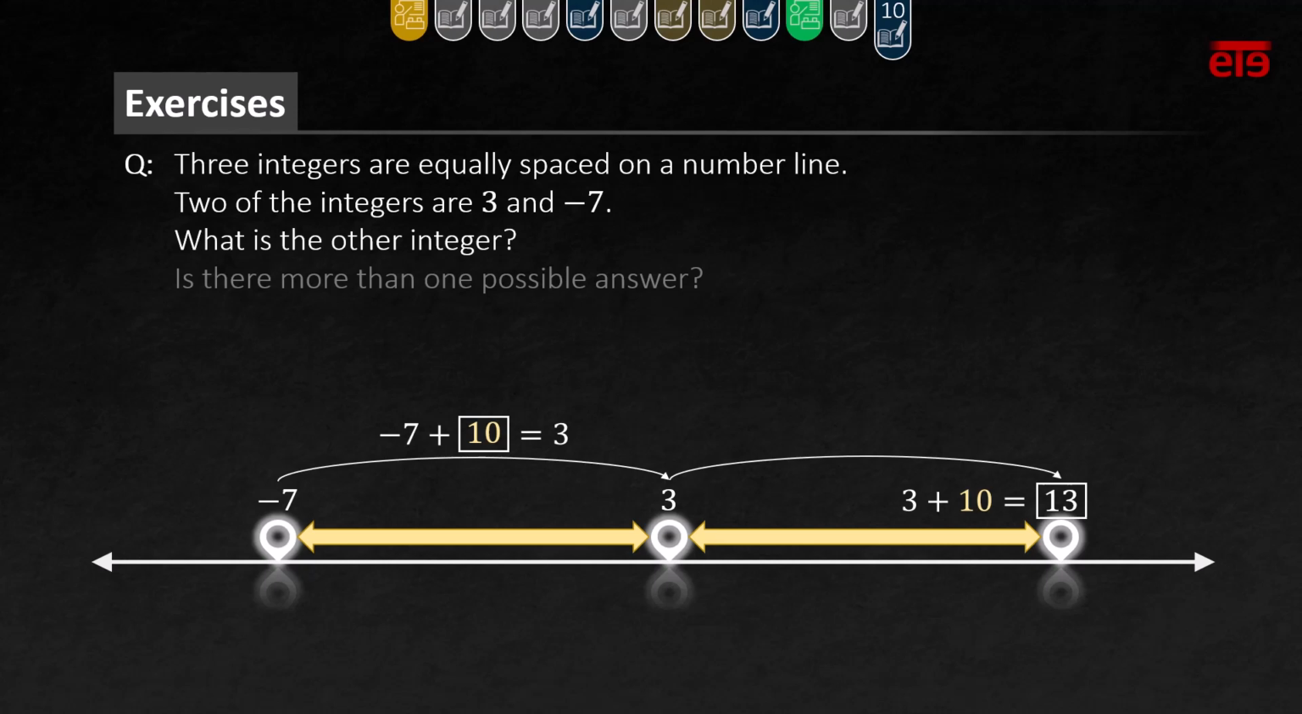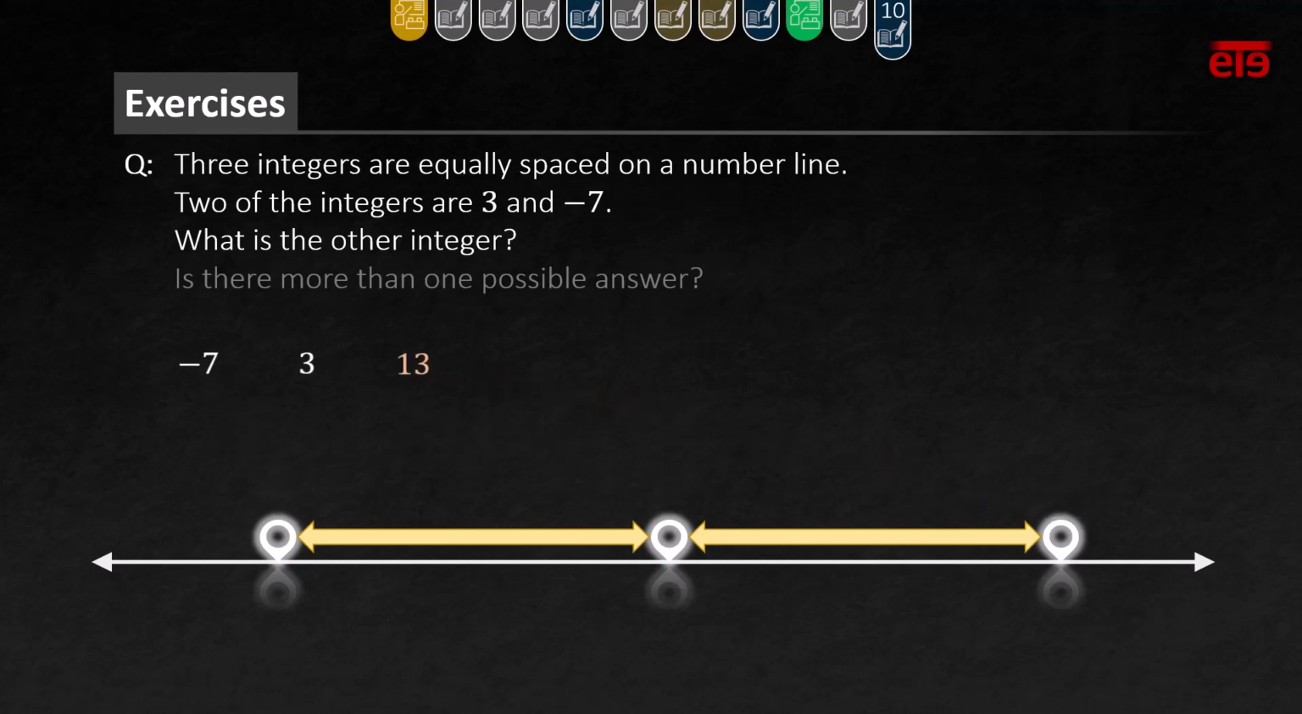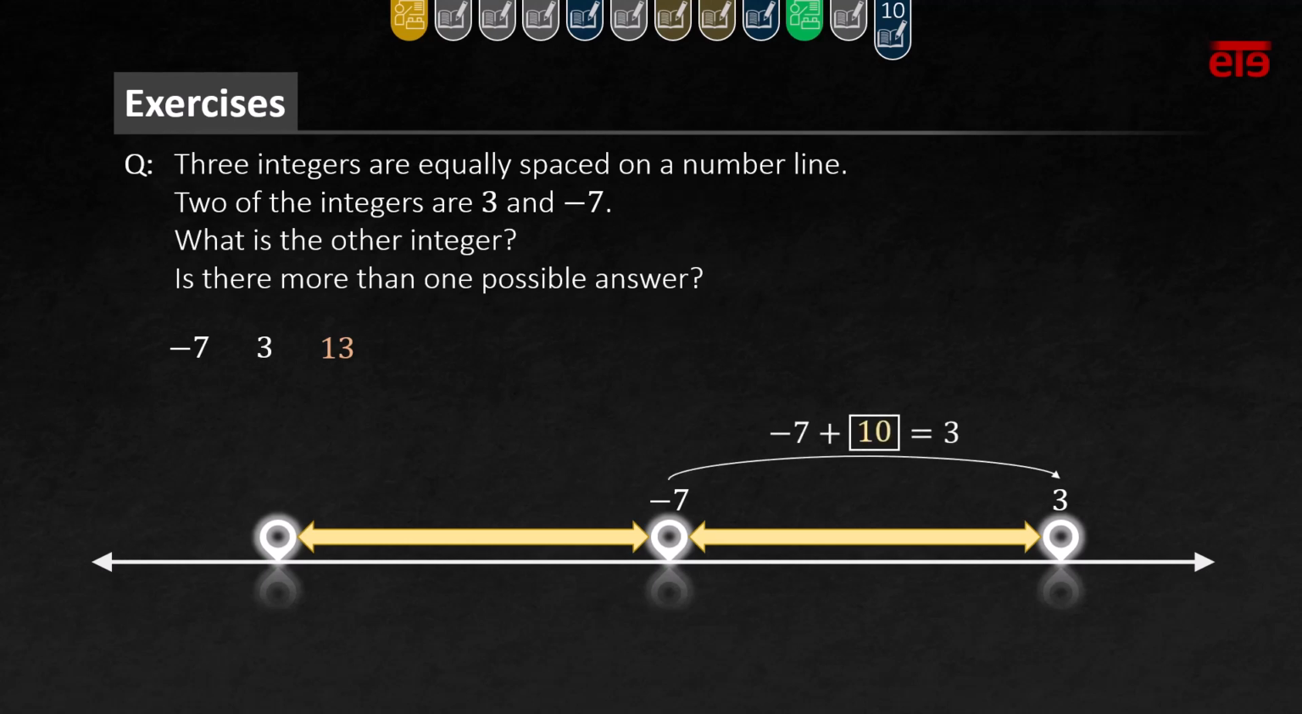The last part of the question is, is there more than one possible answer? Yes, there are, but how can we find the other possible answers? We can place -7 and 3 like this, leaving the leftmost mark. The space between -7 and 3 is 10, and we can find the other integer. In this case, we can think like the remaining integer plus 10 equals -7. The answer is -17. So, -17 is another possible answer. Can you think of one more possible answer?